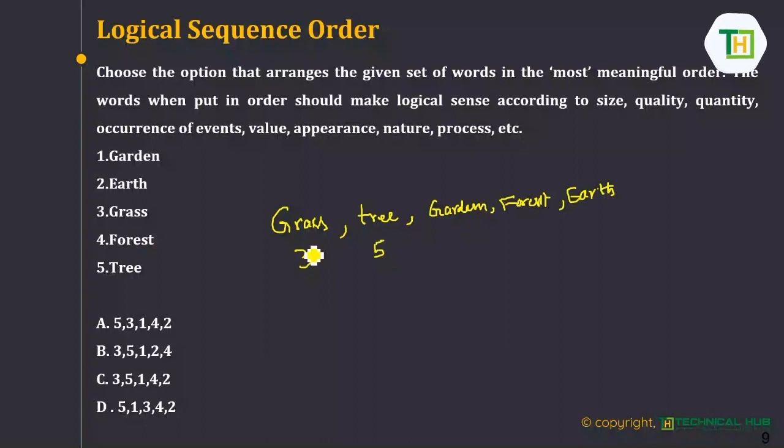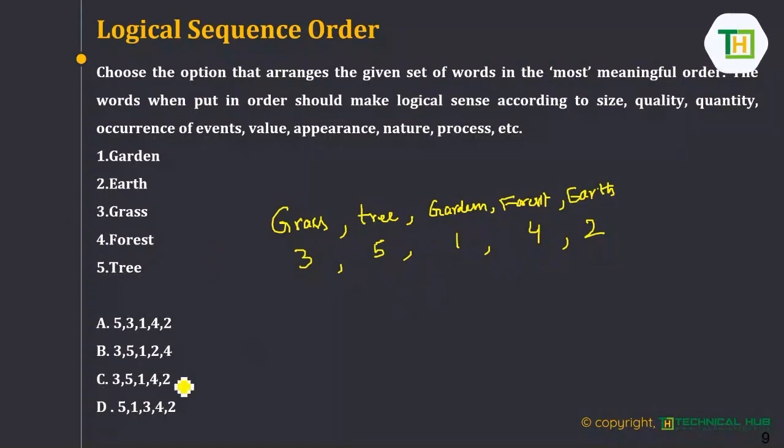Tree means 5. Garden means 1. Forest means 4. Earth means 2. So the answer is 3, 5, 1, 4, 2. Given the options, option C is the correct answer.